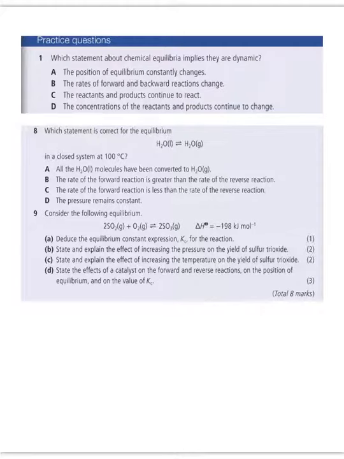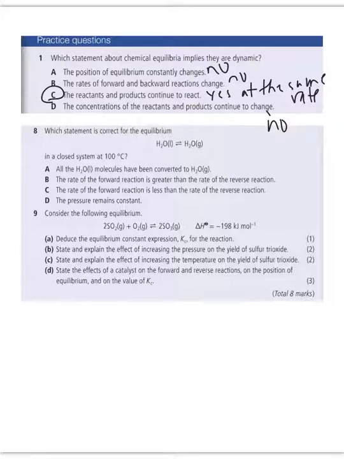So number 1 on the practice question says, which statement about chemical equilibria implies they are dynamic? A says the position of equilibrium constantly changes. No, that's not true. Equilibrium implies that there's a balance, or not changing. B, the rates of forward and backward reactions change. No, that is also not true. C, the reactants and products continue to react. Yes, at the same rate. That's what equilibrium is. And D, the concentrations continue to change. No, they don't, because they're reacting at the same rate. So C implies it's at equilibrium, but still reacting.